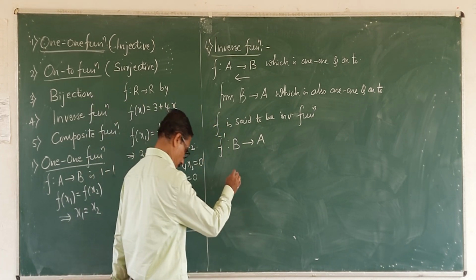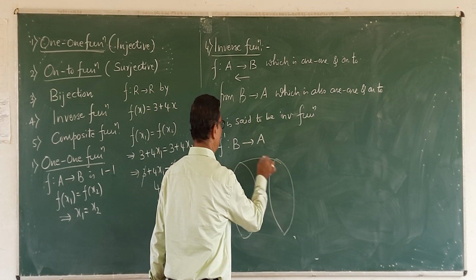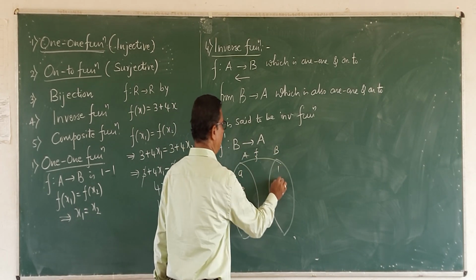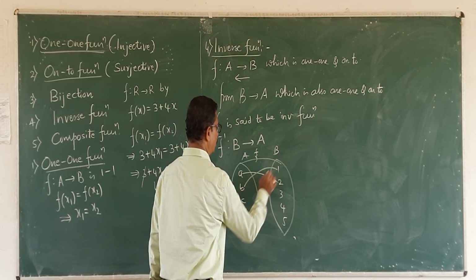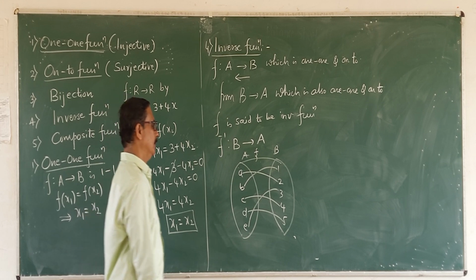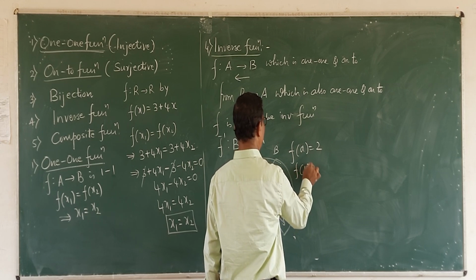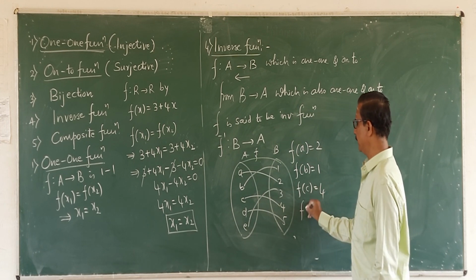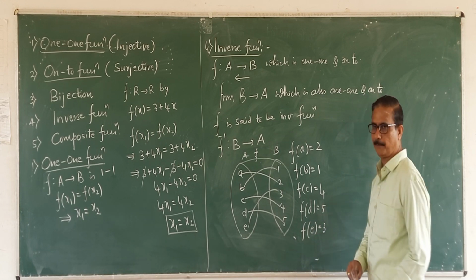Okay, now let us take an example using a Venn diagram. Since f is a function from A to B, A is a set consisting of 5 elements, B is a set consisting of again 5 elements. Here the image of a is 2, image of b is 1, image of c is 4, image of d is 5, image of e is 3. So f of a is 2, f of b is 1, f of c is 4, f of d is 5, f of e is 3.